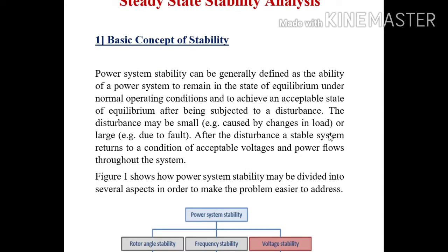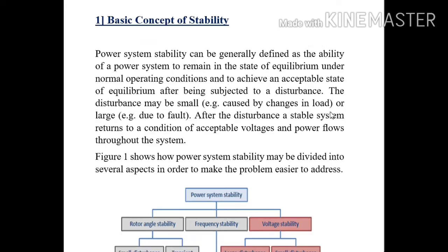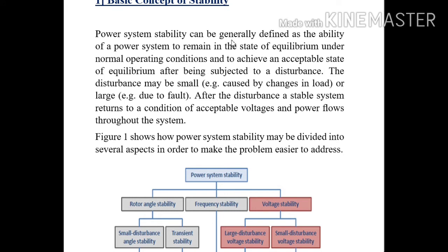Let us see the basic concepts related to stability and the basic definitions. Power system stability can be generally defined as the ability of a power system to remain in a state of equilibrium under normal operating conditions and to achieve an acceptable state of equilibrium after being subjected to a disturbance. The disturbance may be small or large. If it is small, it is defined as steady state stability, and if it is large, such as due to a fault, it is defined as transient stability. After the disturbance, what is important?